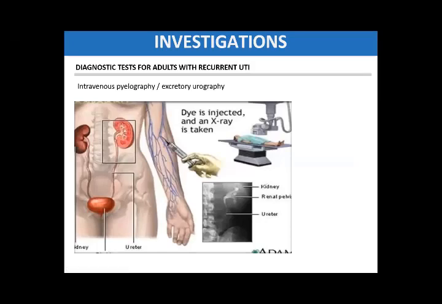This is how the IVP is done. Intravenous contrast is given, and then at different times this contrast is filtered to the kidneys, and you can see it at half an hour. The X-rays are taken over 4 hours, and you can see the dye being filtered by the kidneys and then passed in the urine.